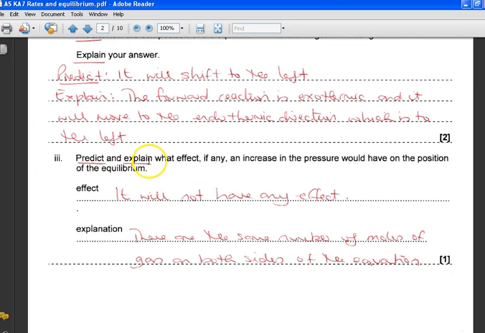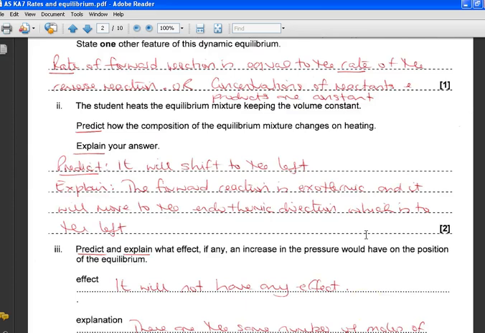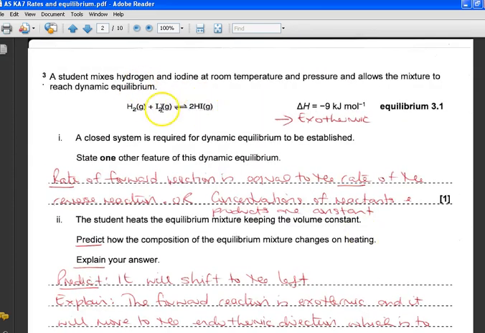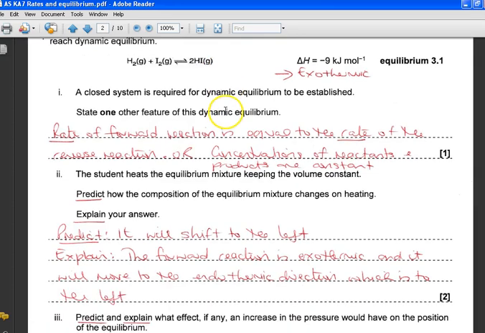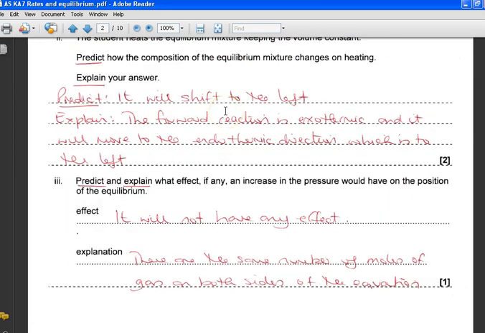Again, predict and explain what effect, if any, an increase in pressure would have on the position of the equilibrium. So when we look at this equilibrium, we've got the same number of moles on both sides of the equation. So if we change the pressure here, there's not going to be any change in terms of where the equilibrium is sitting. So it will not have any effect. And the explanation for that is because there are the same number of moles of gas on both sides of the equation. Point out that it is gas.